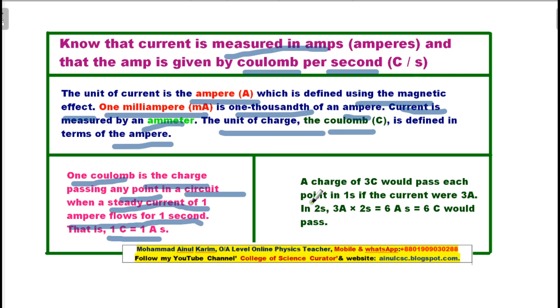That's another example. A charge of 3 coulomb would pass each point in 1 second. The time is 1 second, but 3 coulomb of charge flows. That's if the current is 3 ampere. When a 3 ampere current flows, 3 coulomb of charge flows from one place to another in 1 second. But in 2 seconds, what happens? 3 ampere into 2 seconds is 6 ampere second. Total charge flow is 6 coulomb.